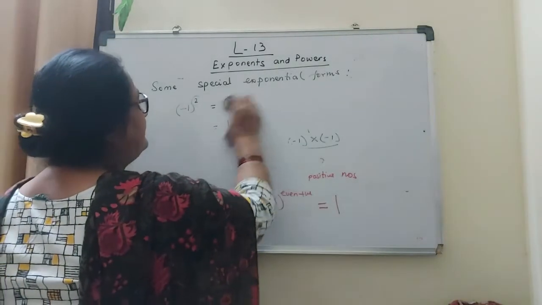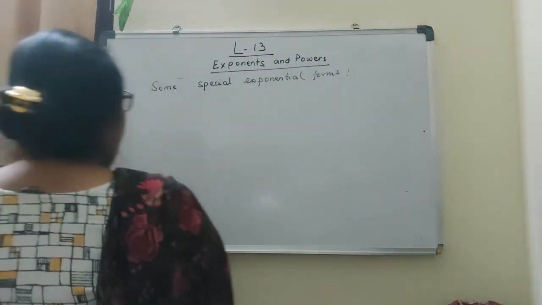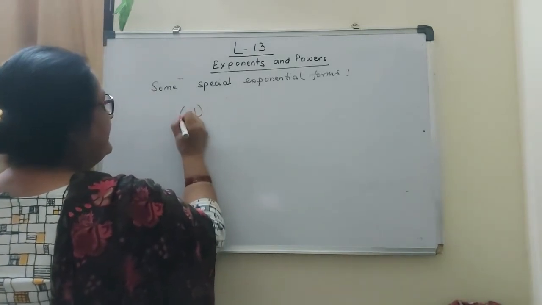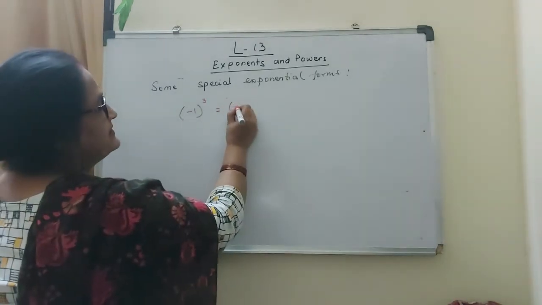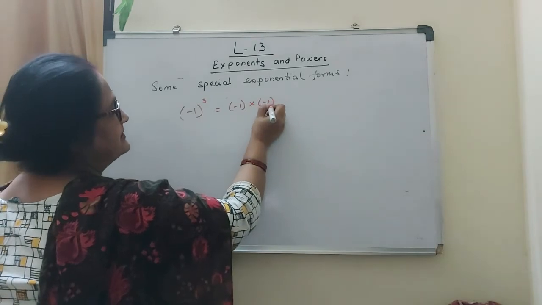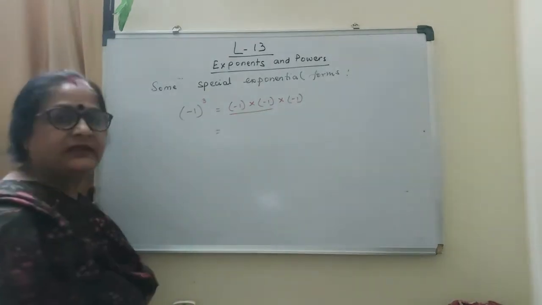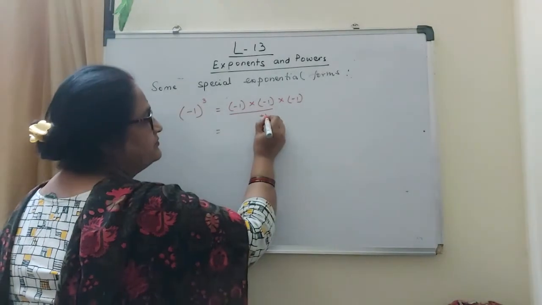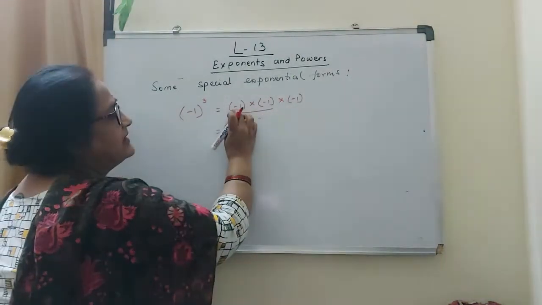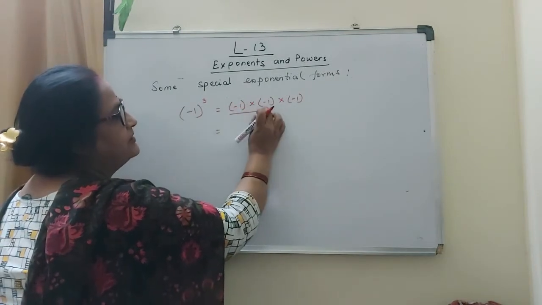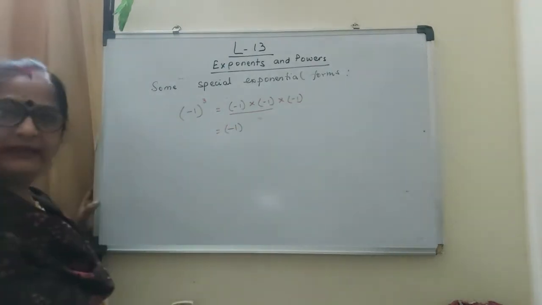Now, let's take another example. Say a negative 1 raised to the power of 3, which means minus 1 multiplied by minus 1 multiplied by minus 1. Two negative numbers will give you a positive answer, positive 1. One negative number will give you a negative 1. How many negative numbers do I have? 1, 2, 3. 3 is an odd number, so my answer will be negative.